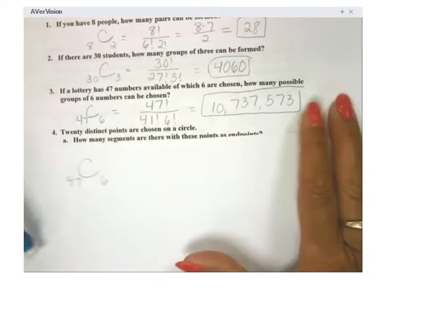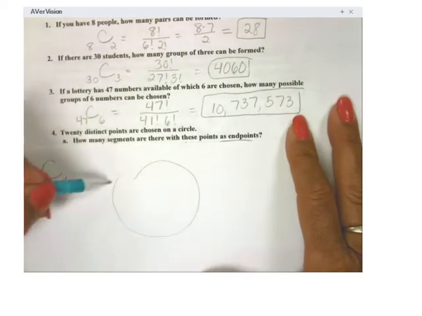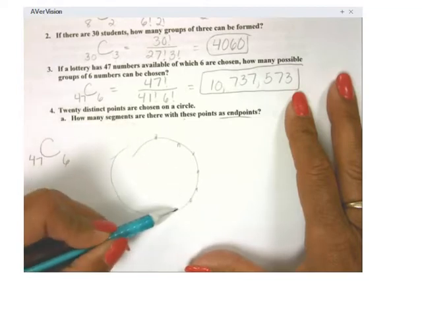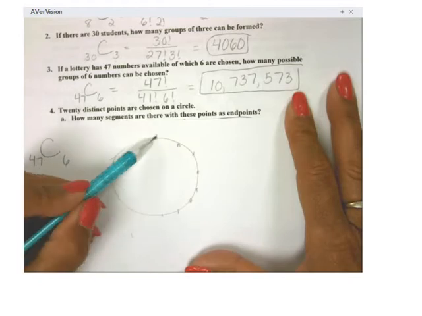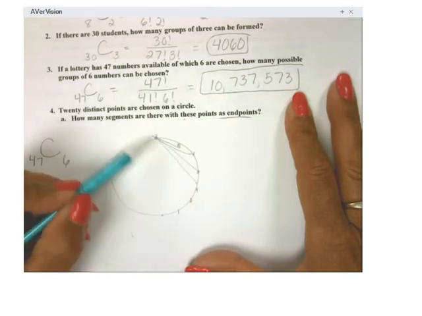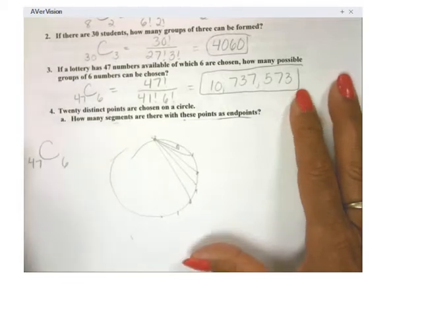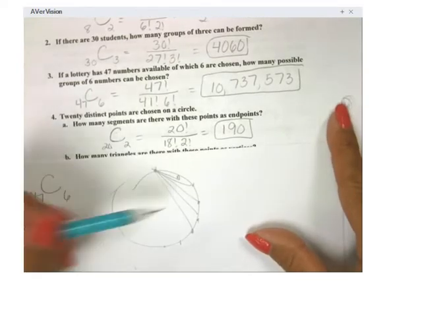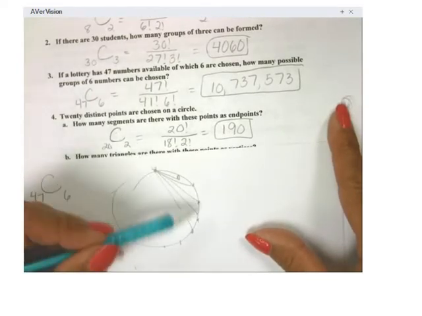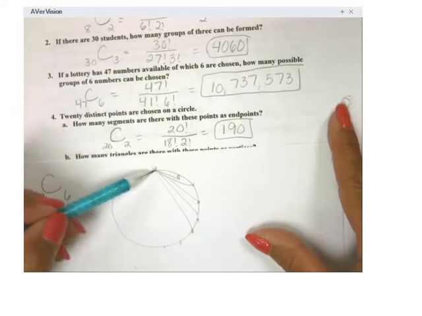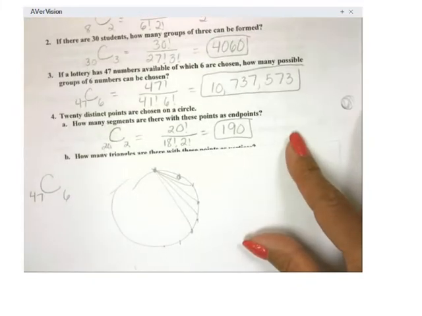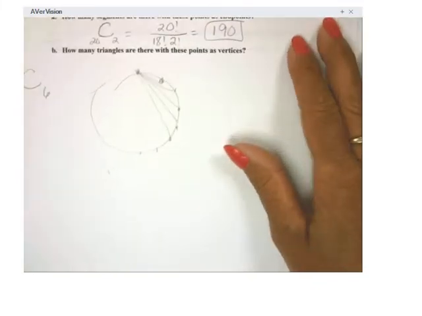Here's another interesting way of looking at it. If 20 distinct points are chosen on a circle, I go around and pick 20 distinct points, and I want to know how many segments I would have. Recognize any 2 points determine a segment. So this really is a combination of 20 choose 2. If I put 20 dots around this circle and then connect them pairwise, it doesn't matter if I go from this dot to this dot or from this dot to this dot. That's not going to be counted twice, so it is a combination. And I'd have 190 different values.